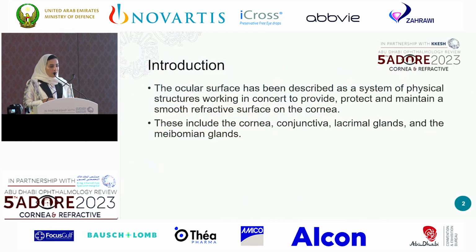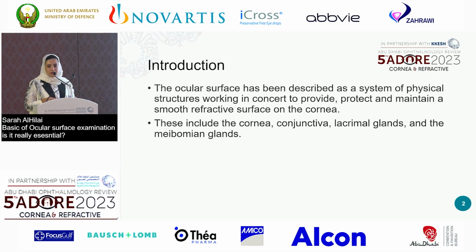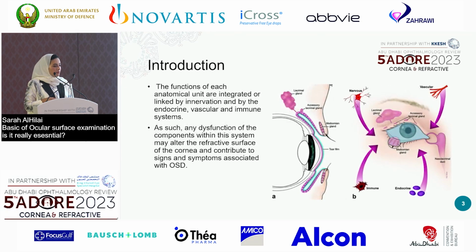So as we all know, the ocular surface is a system of physical structures working together to provide, protect, and maintain the smooth refractive surface of the eye. These include the cornea, conjunctiva, lacrimal glands, and meibomian glands. The function of each of those structures is integrated or linked by innervation and by the endocrine, vascular, and immune systems.